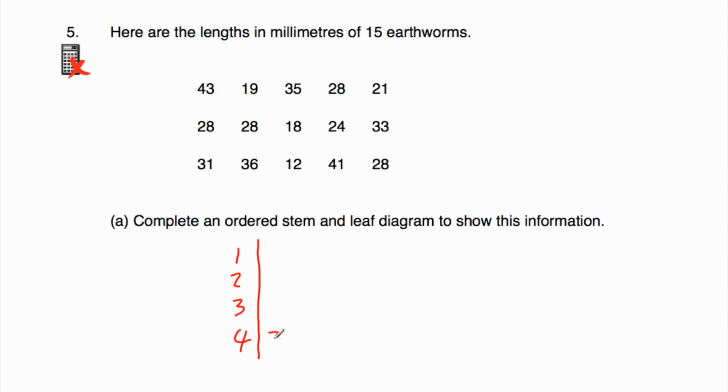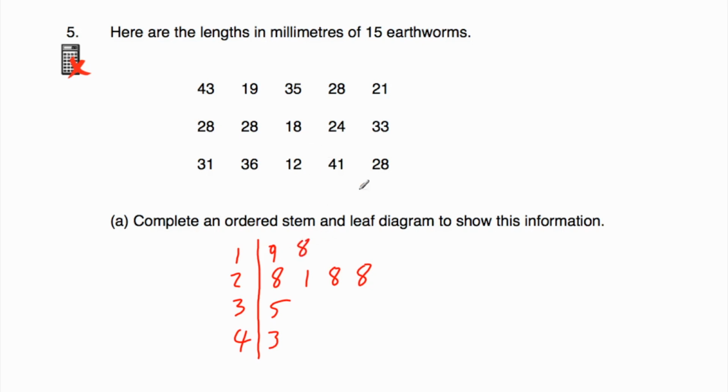So 43, so 3 in the 40s row, 19 and 9 in the tens row, 35, a 5 in the 30s row, 28, an 8 here, 21, a 1 there, 28, an 8 in the 20s row, another 28. For us, for the mode, that might be 28 because it's happened 3 times already.